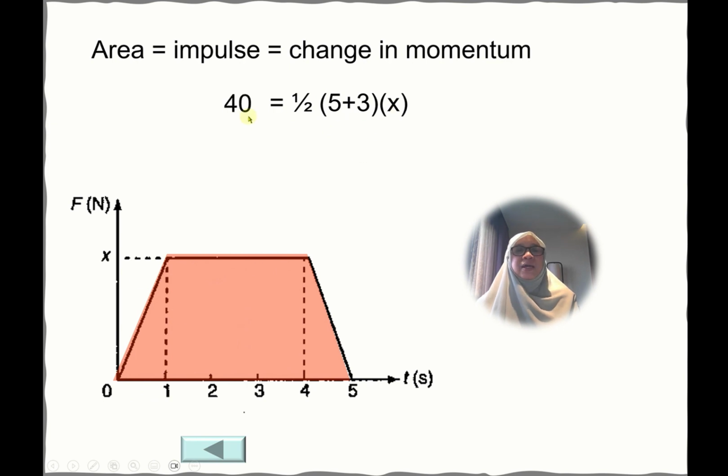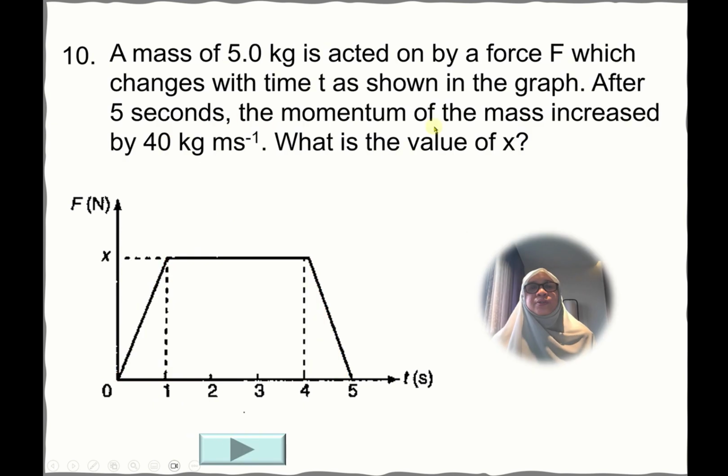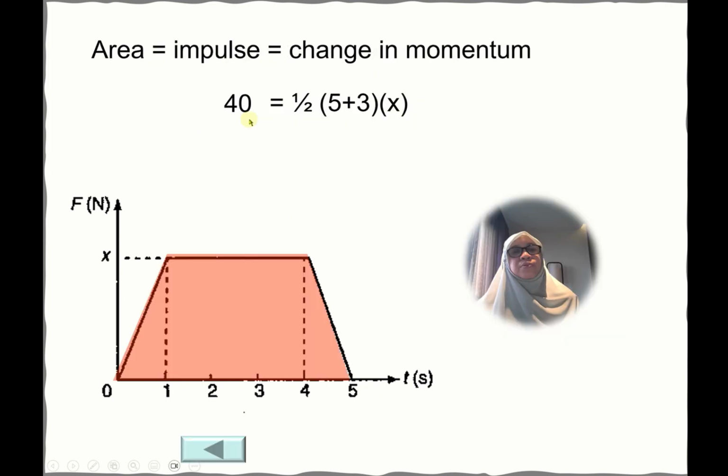And it's given 40 meter per second. So we go back here. The momentum of the mass increased by 40 kilogram meter per second, so this is the change in momentum. So we equate it to 40, and we can get the value of x equals 10 Newton. So impulse is change in momentum. Impulse is Ft, and Ft equals mv minus mu, the change in momentum. Okay, so that's the answer.